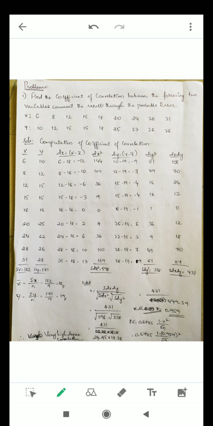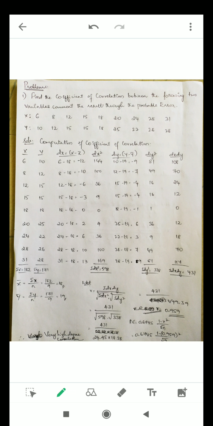We know that r is equal to summation dx dy divided by square root of summation dx square into square root of summation dy square. We have all the values here, right? Substitute the same values into the formula. Summation dx dy is 431, divided by square root of summation dx square, which is 598, into square root of summation dy square, which is 338. Now apply the formula and calculate.